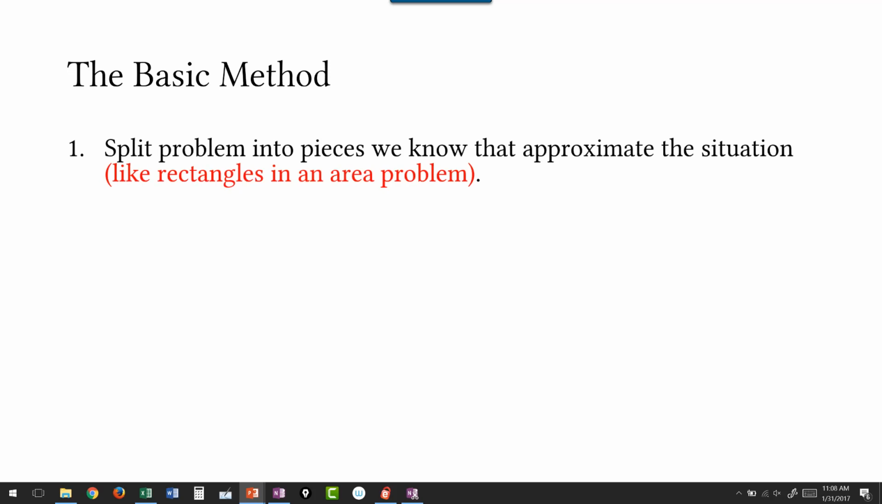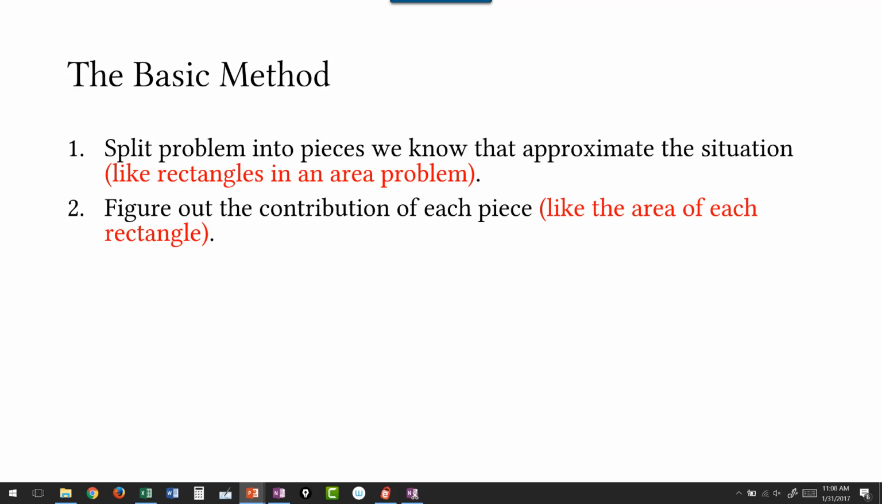Our first step will be to split the problem into pieces we know that will approximate the situation. This is what we just did when looking at the definition of the Riemann integral for area under a curve. Curved areas are hard, but we know how to find areas of rectangles. So we split our area problem up into approximating rectangles. Once we did that, we had to figure out the area of each rectangle. In general, we'll be figuring out the contribution to whatever the application is for each little piece that we have split our problem into.